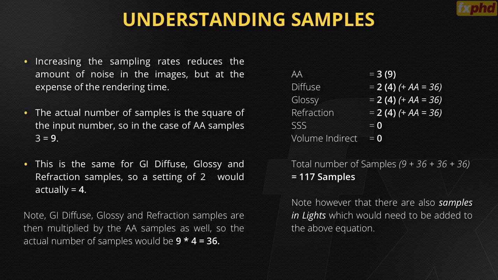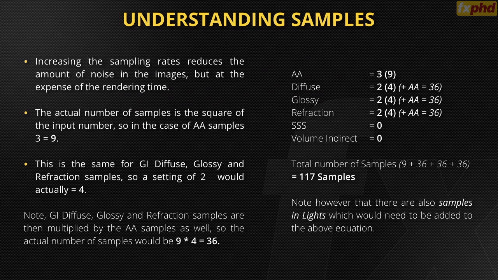Okay, so the first thing for us to talk about is samples, and increasing the sample rate reduces the amount of noise, and this is really the key to Arnold. But remember, increasing the samples basically increases the render time as well, so you need to make sure you don't push them too high, otherwise you're going to be waiting a very long time. Now the actual number of samples is the square of the input number, so if you were to type into the AA samples or anti-alias samples the number 3, they're being squared and you're actually getting 9 samples. And you probably remember this from class 1 when we briefly talked about it.